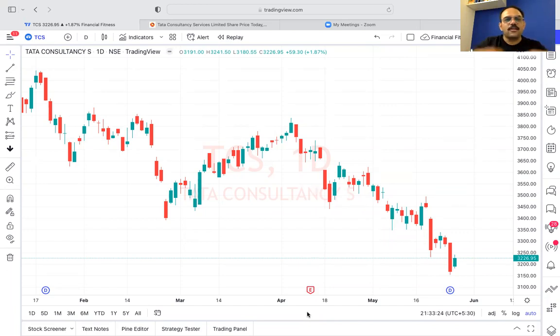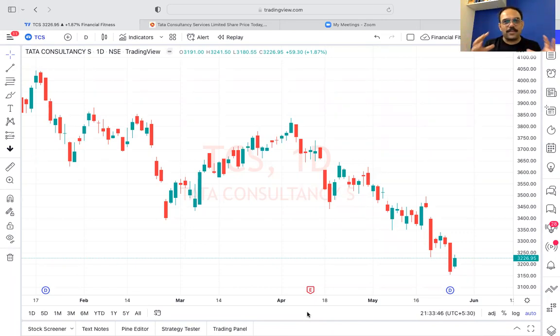There are bears on the other side who are pulling from the other side, and they are thinking, no, the market is weak, it will go down, so they are ready to sell. And that is how the tussle is going on between bulls and bears. When you see the candle, you will get to know the story of the day.